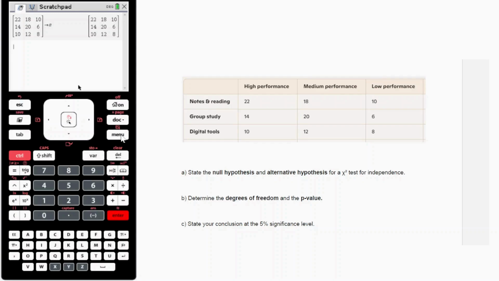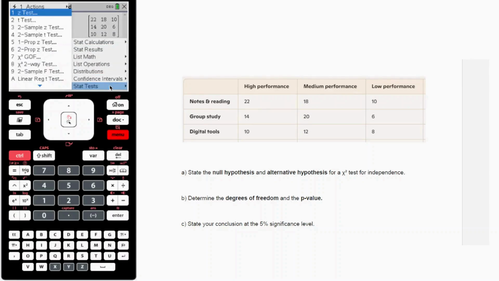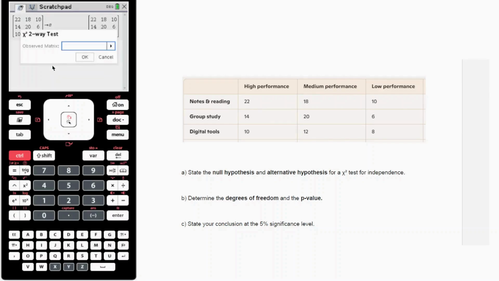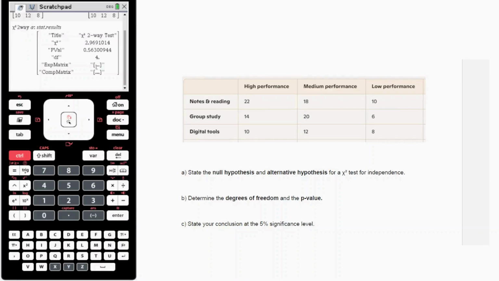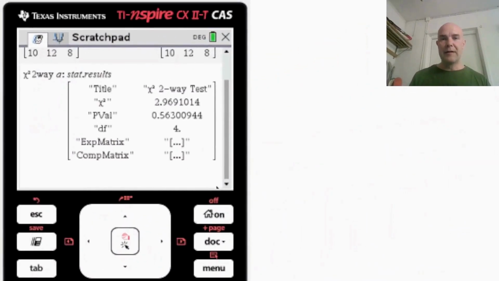And then we press menu again. We go into statistics, statistical tests, and your TI-Nspire calculator calls it chi-squared two-way test. So that's the one we choose. That's the same as the test for independence. And now the observed matrix, well, we stored that as A. And now here are all the important values we need to answer our question.